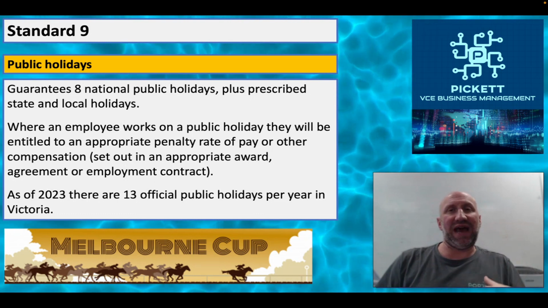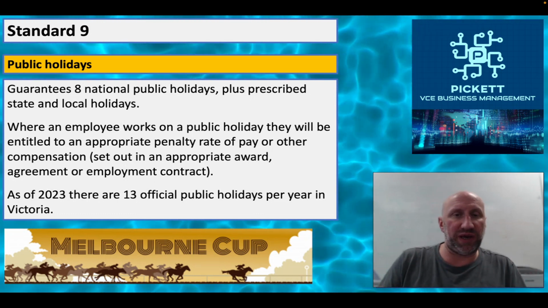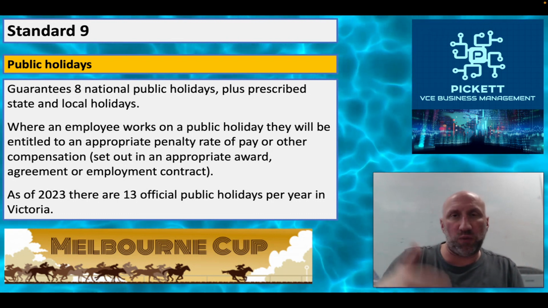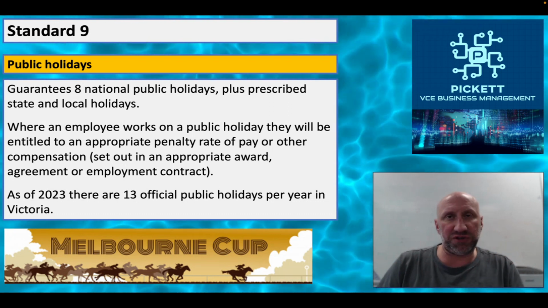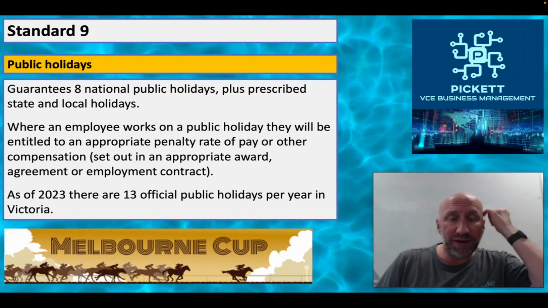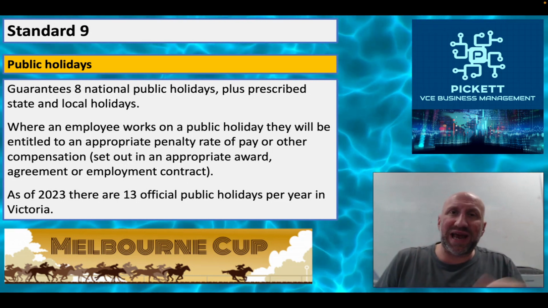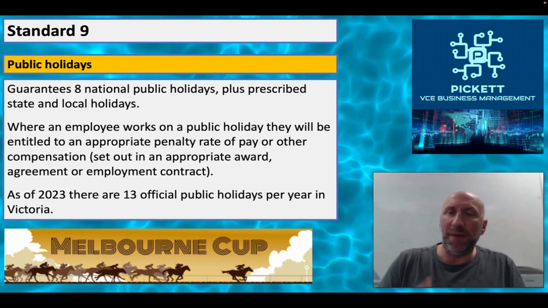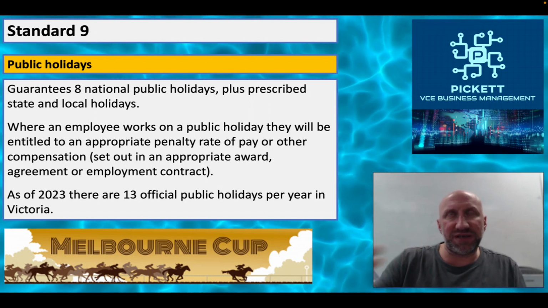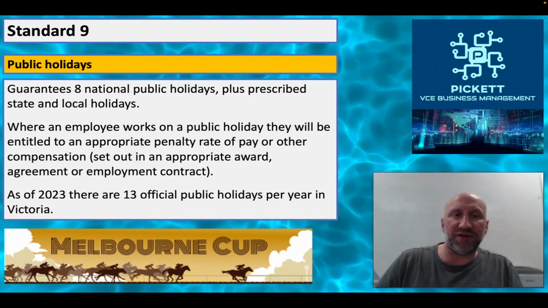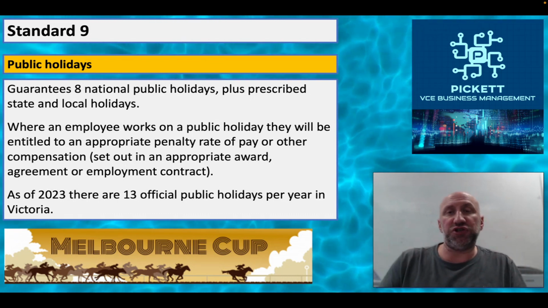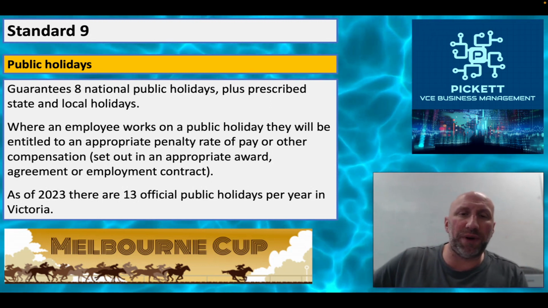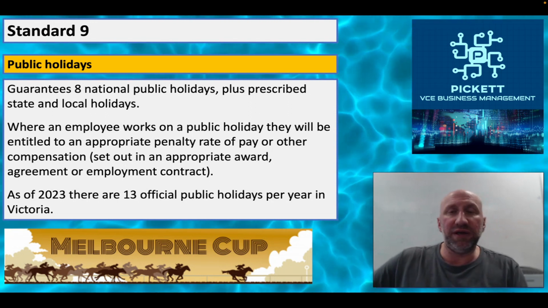And again, that's going to be set out in whatever type of employment contract the employee is working under, whether that's an award, an agreement, or other type of employment contract. So whenever you begin work, you should get some documentation surrounding your contract, unless you're casual. That doesn't have to happen. And it would state the penalty rates or how it's going to work if you end up working on a public holiday. But the key point here is you need to get something in return. There is some kind of compensation due to you if you end up working on a public holiday. As of 2023, there are 13 official public holidays per year in Victoria.